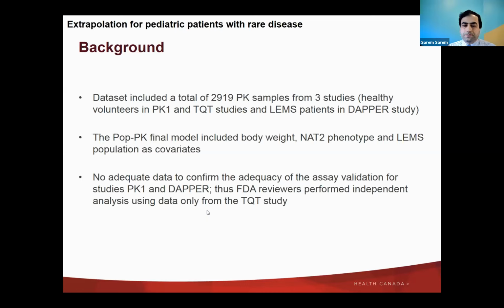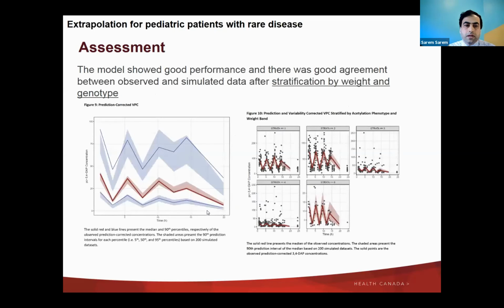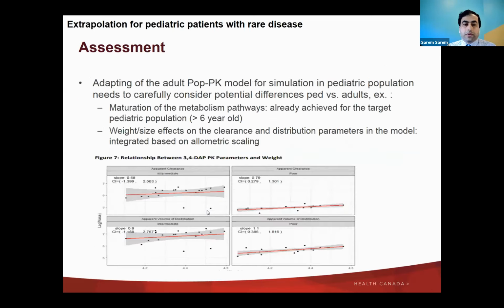However, the assay was not validated for 2 of those studies, so the FDA reviewer repeated the analysis using the study where we have a validated assay, because we want to have trustworthy data. And the developed model actually had a good performance across all the age groups, or across all the weight groups. But we need to adapt the model because we need to use it for the pediatric population.